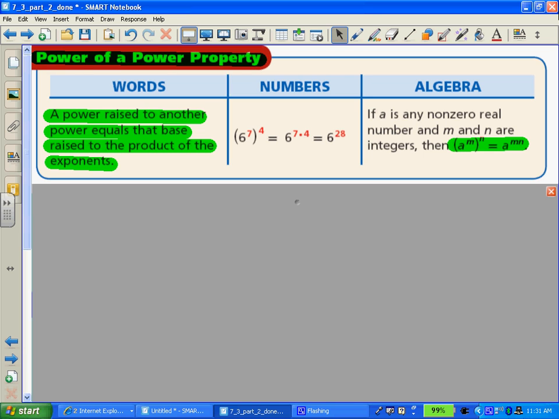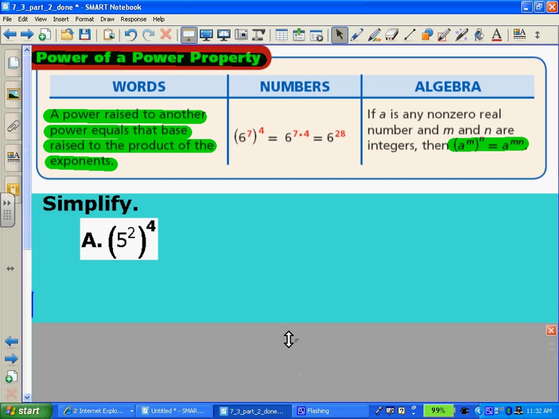Now the next property is power of a power. And again, title this part power of a power. Write down the words that are highlighted, and then this little part over here that's highlighted. So when we have a power raised to a power, that's the base raised to the product of the exponents. So if I have a to the m raised to the n, that would be a to the m times n power. And again, if you like numbers better, if I have 6 to the 7th to the 4th, that's going to be 6 to the 7 times 4, which is going to be 6 to the 28th power.